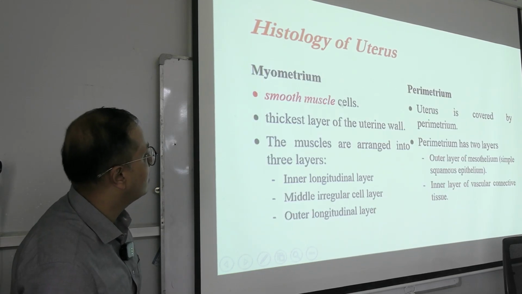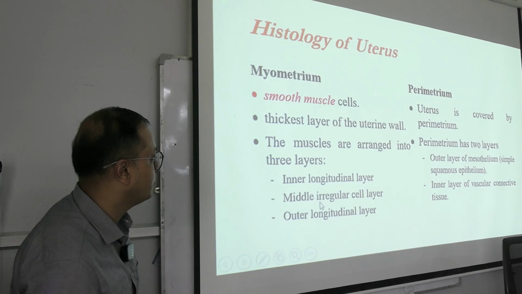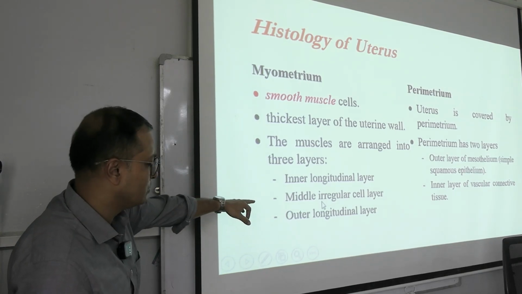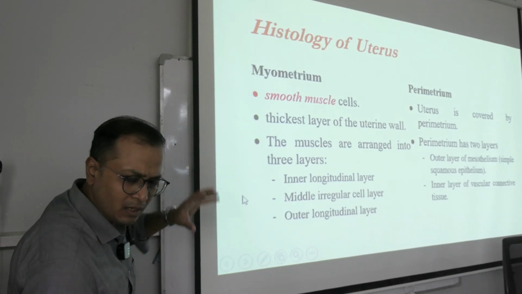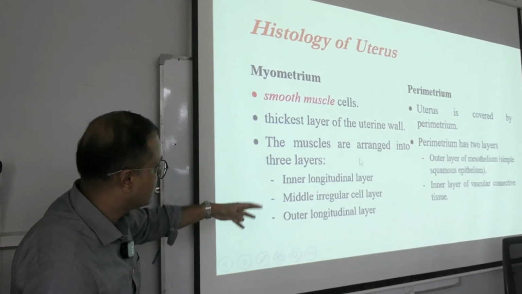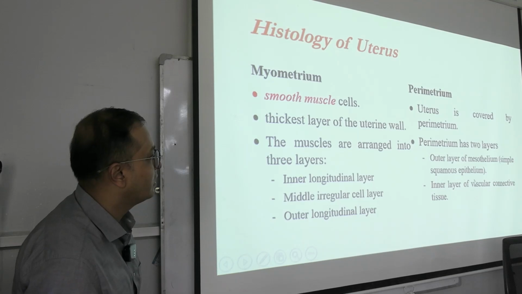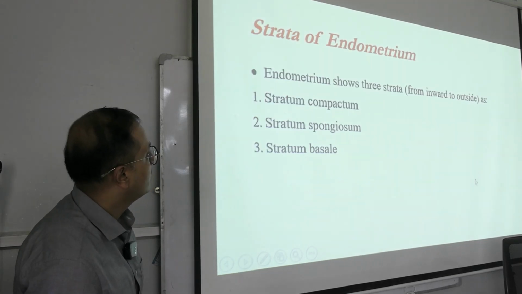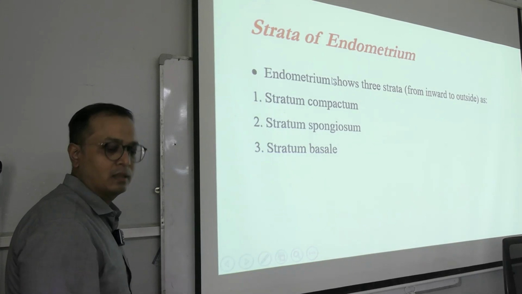Then we have the muscle layer. We have a thick muscle with an inner longitudinal layer, a middle layer with irregular or crisscross arrangement, and an outer longitudinal layer. But to cut short, it's a middle muscular layer, and then the outside covering layer, the serosa layer.